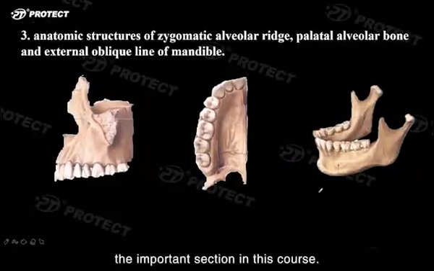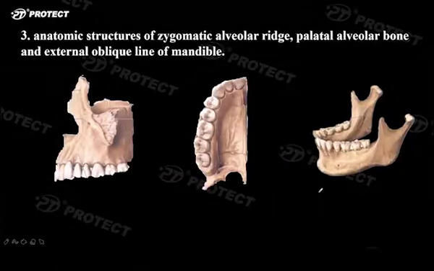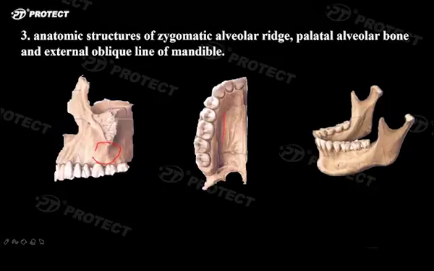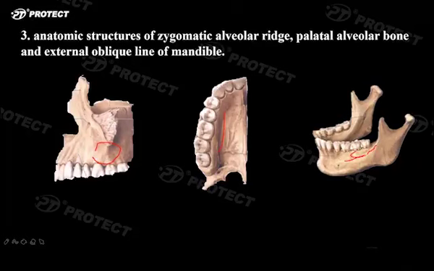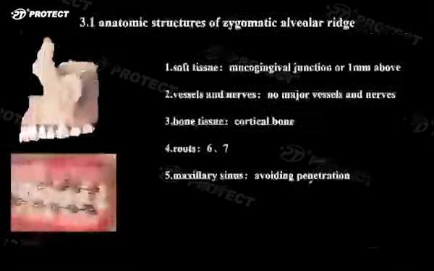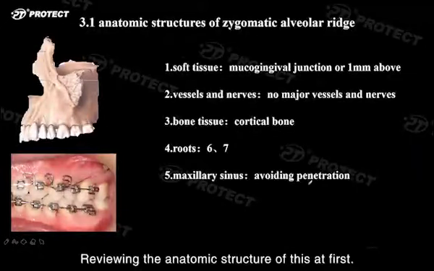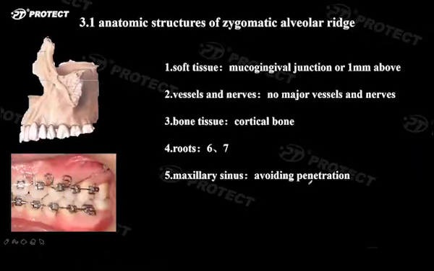Part 3. The important section in this course. 3 common and representative anatomic structures are chosen to analyze: zygomatic oval ridge, palatal oval bone, external oblique line of mandible or buccal shelf area. Reviewing the anatomic structure of this at first, and then talking about the key points of insertion.